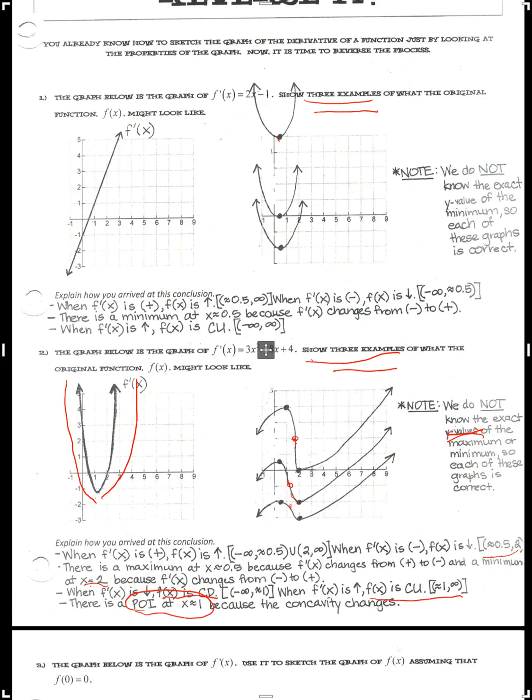Okay, these are not the only 3 graphs that are correct. There are many more that are correct, but they all have that same shape and all of those same properties. They just have different y values of the max and min.